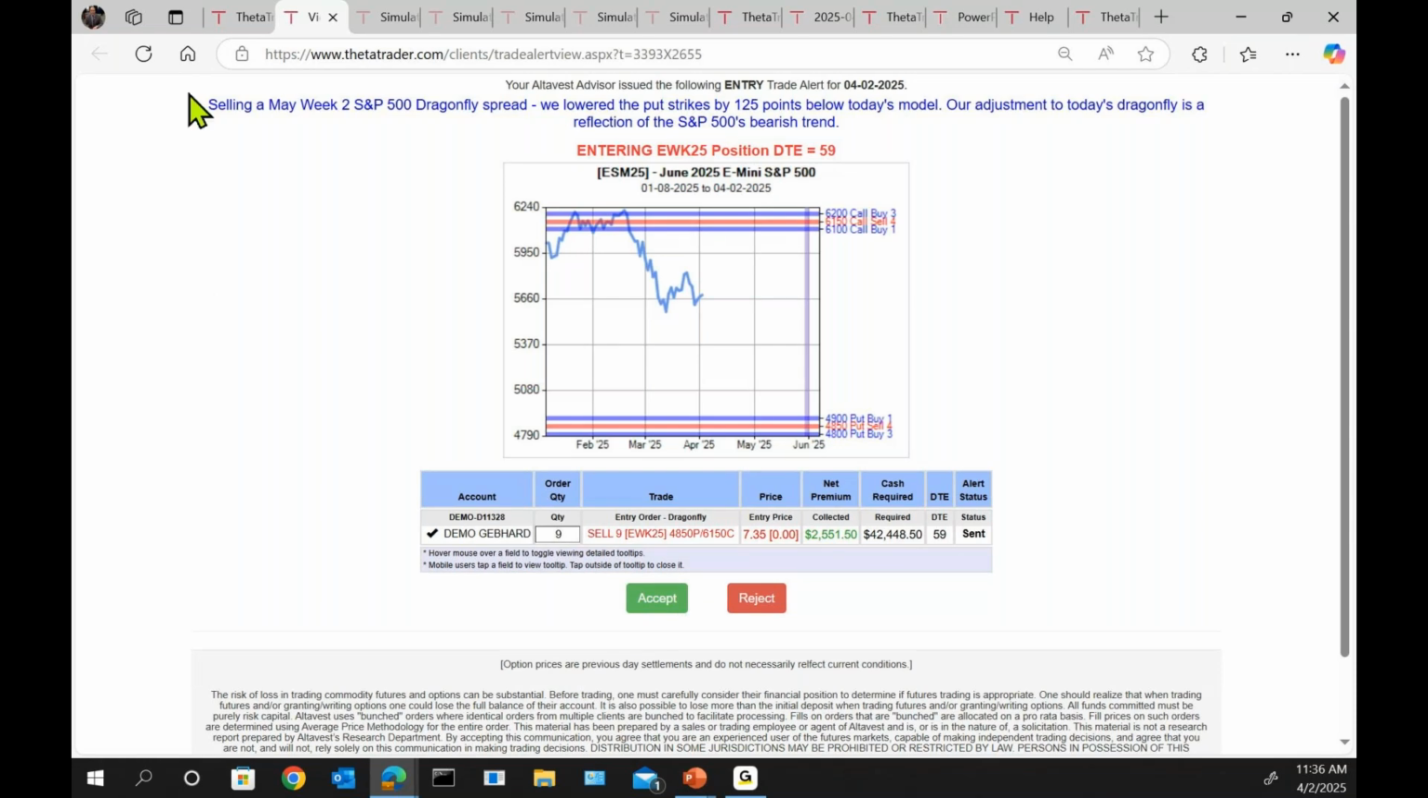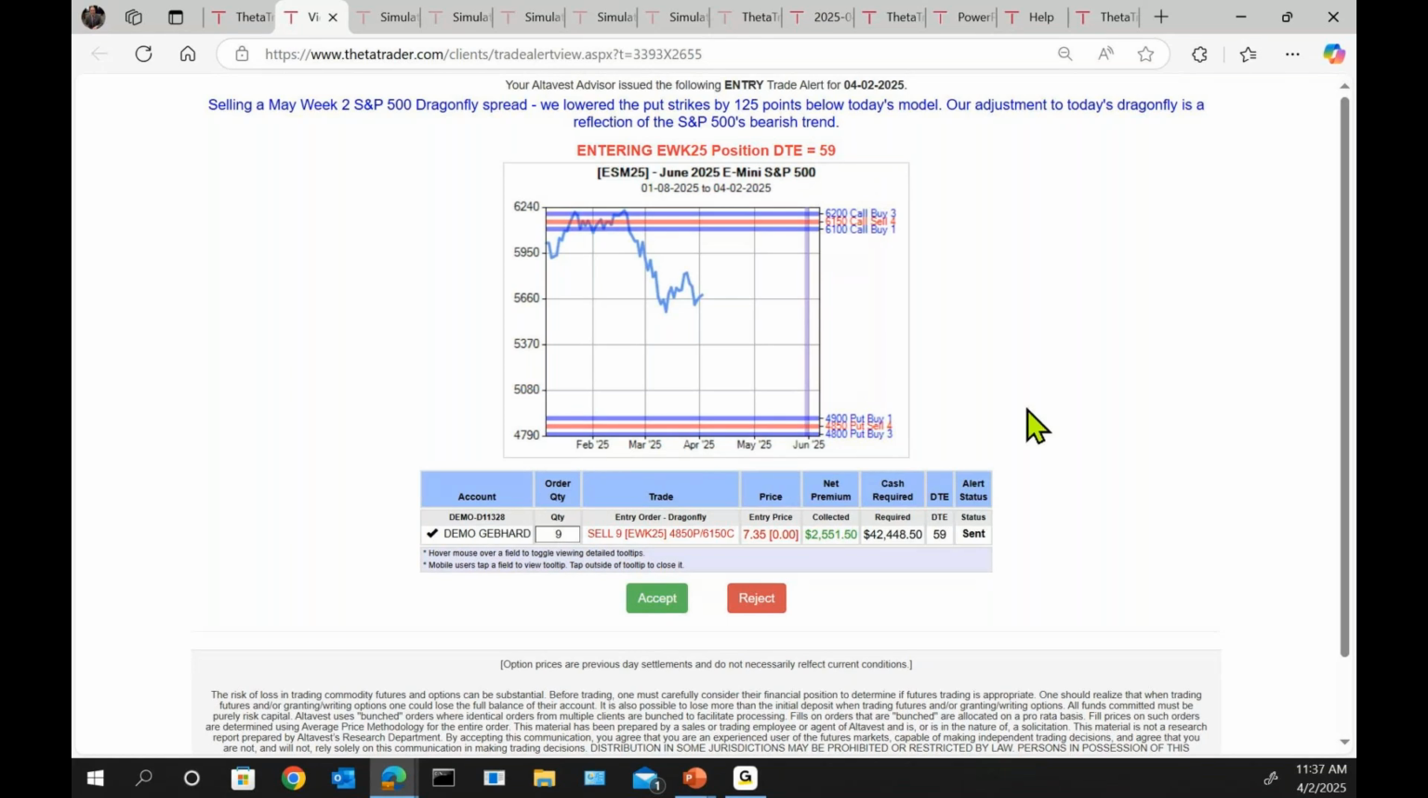So this is selling a May week 2 S&P 500 Dragonfly spread, and in this alert the put strikes were lowered 125 points below today's ThetaTrade model, and that's a reflection of the S&P 500's bearish trend. So we're still placing the Dragonfly, but we took the put side of it and shifted it lower.